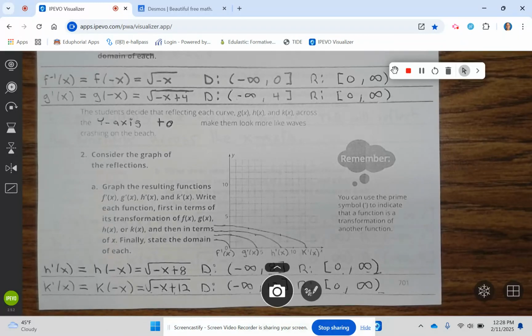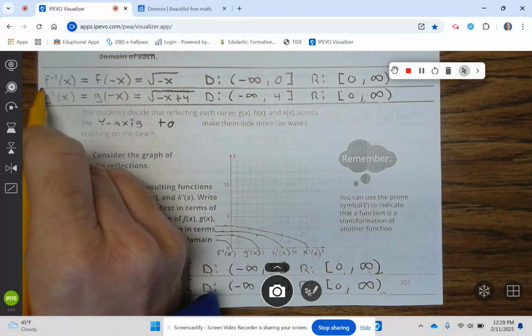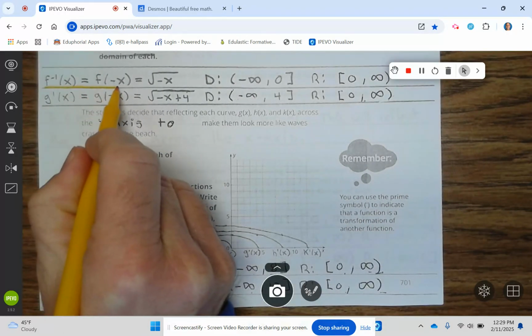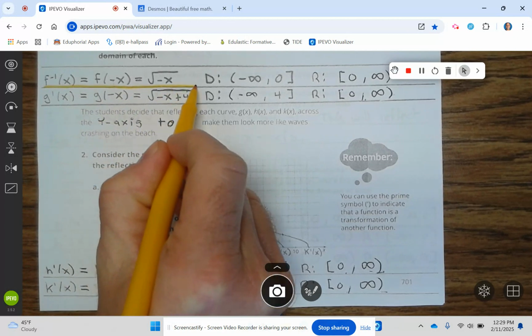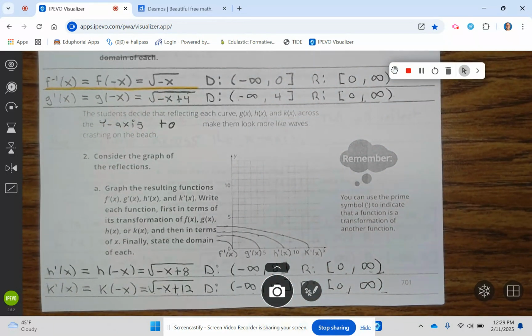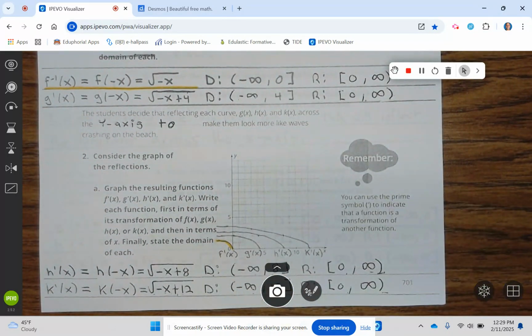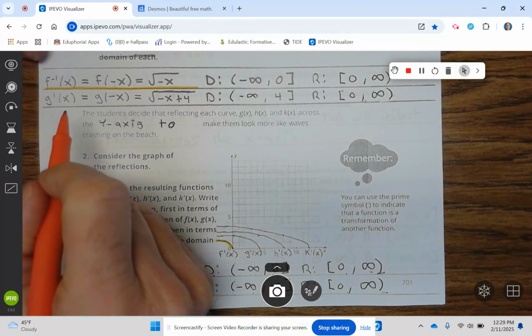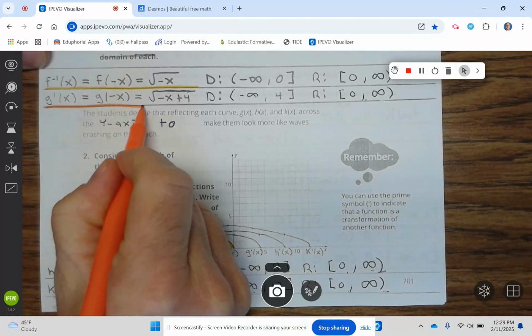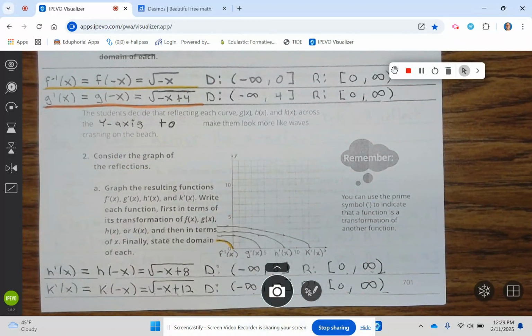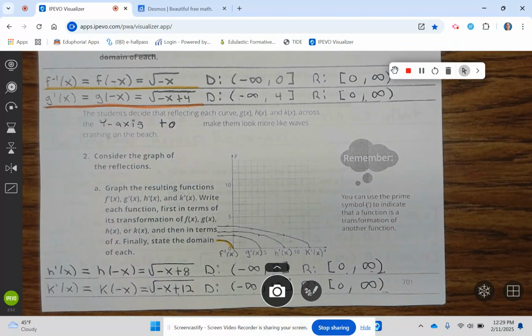Finally, state the domain of each. Okay, so f prime of x equals f of negative x, which is the square root of negative x, where the domain is negative infinity to 0, and the range is 0 to infinity. G prime of x equals g of negative x equals the square root of negative x plus 4, where the domain is negative infinity to 4, range is 0 to infinity.